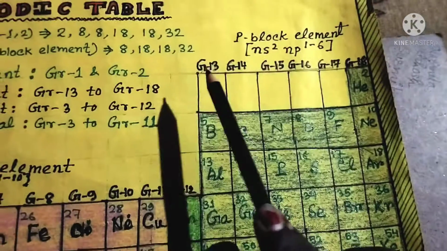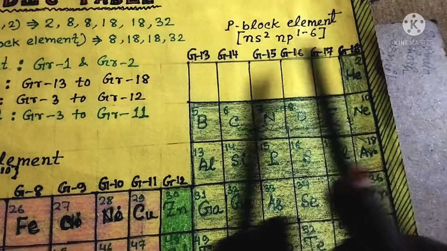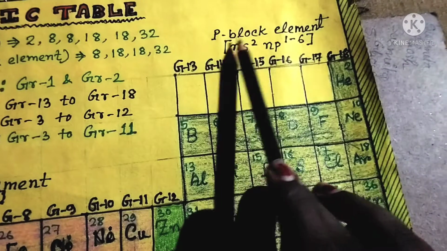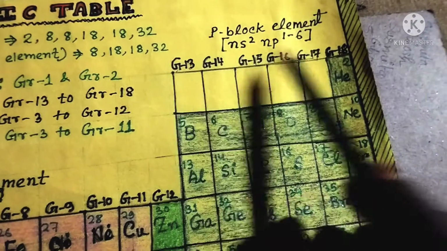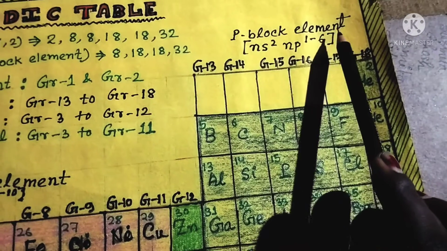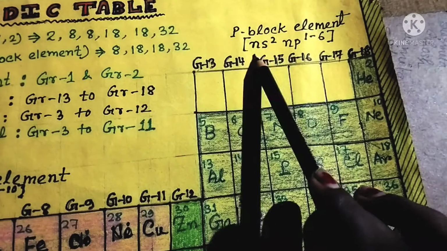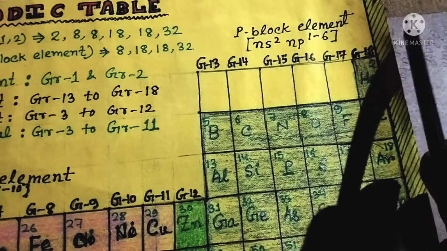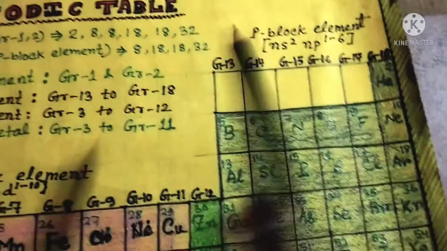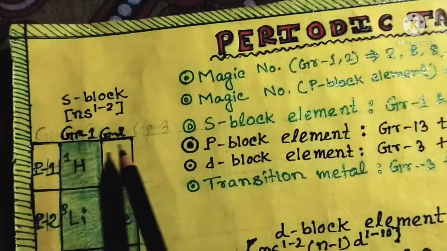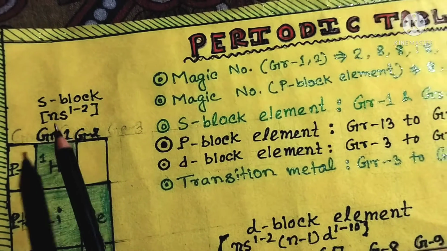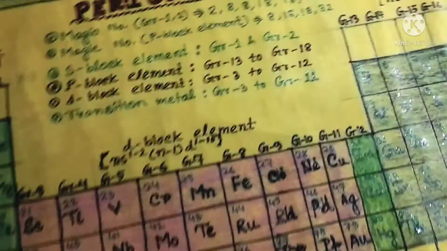So from group 13 to group 18, these groups are known as p block elements, and the general configuration of them is ns2 np1 to 6. And group 1 and group 2 are known as s block elements, and the general configuration of them is ns1 to 2.